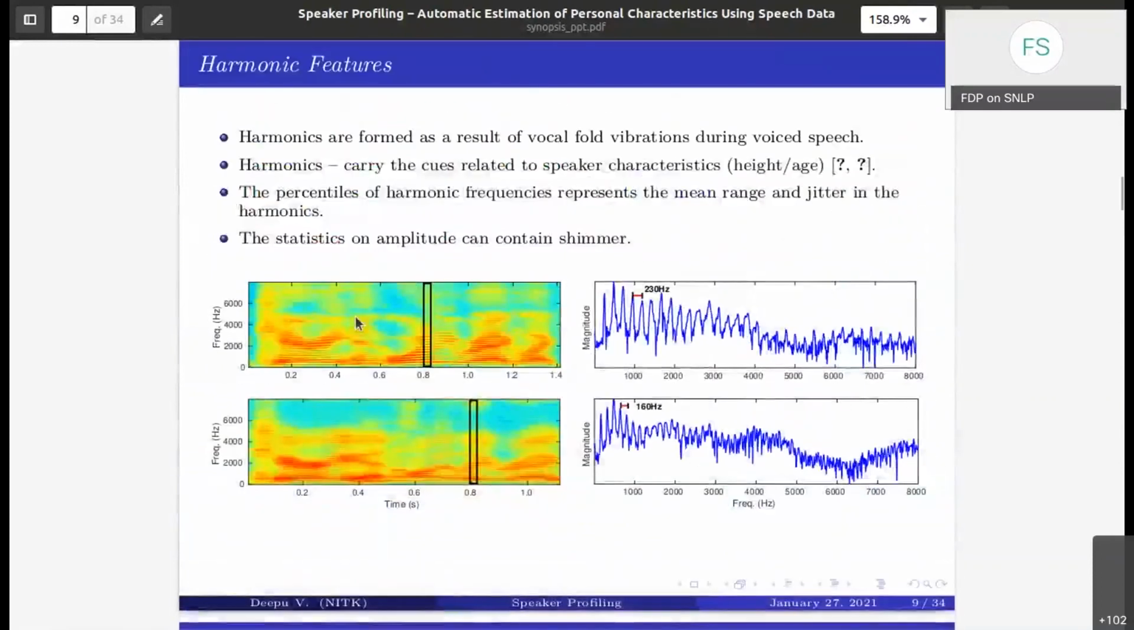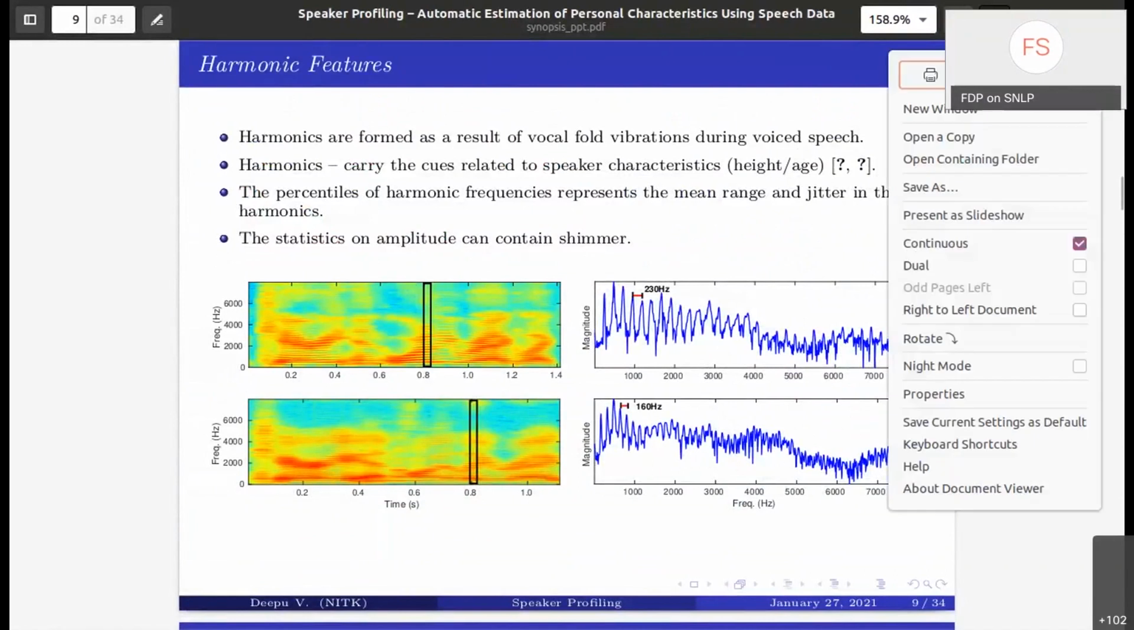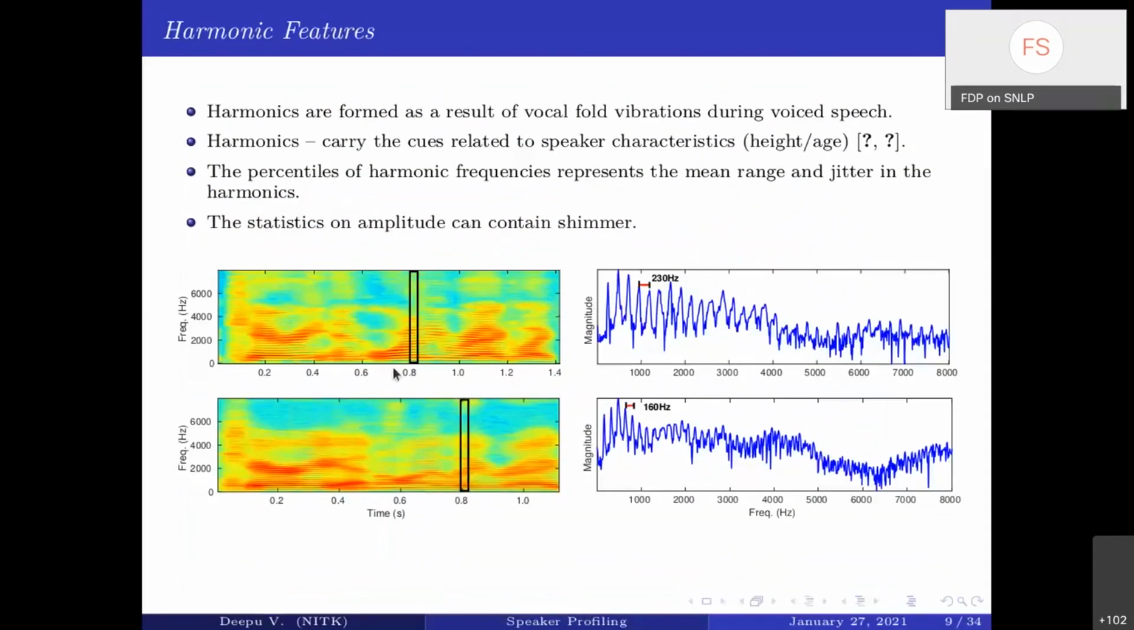Can you see the slide now? Yes, sir. We are able to see it. Okay, fine. So harmonics are these fine lines. If you see, there are very fine lines going horizontally. That's harmonics. Formants are these thick things which flow across different frames. So those are two different things basically. Okay, sir.